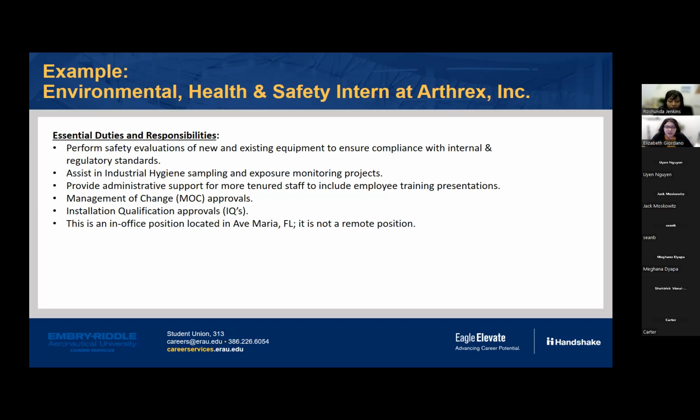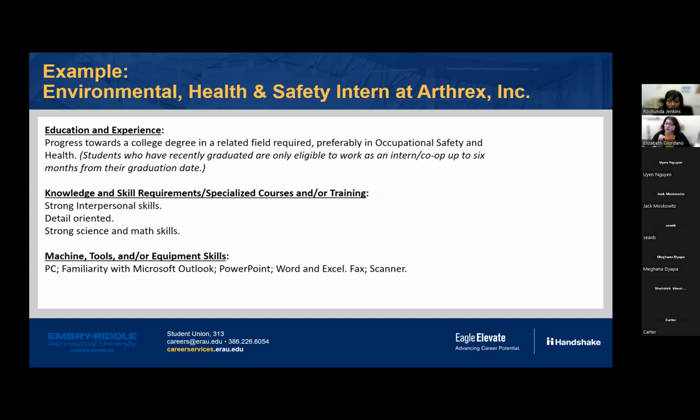Assisted industrial hygiene sampling and exposure monitoring projects. So again, think about what you've done in class for this one. Administrative support. So again, that might be a customer service job that you've done. Management of change approvals, installation qualification approvals. And you can always think, what do I know about those two things? What are they? What's the software that I may need to use, right? And so that's something you can review as well. So really not giving us too much on this one, but make sure you really hit on those things.